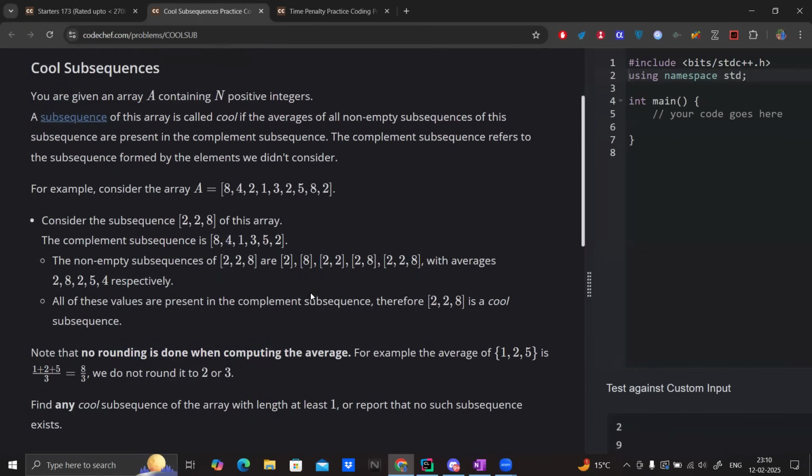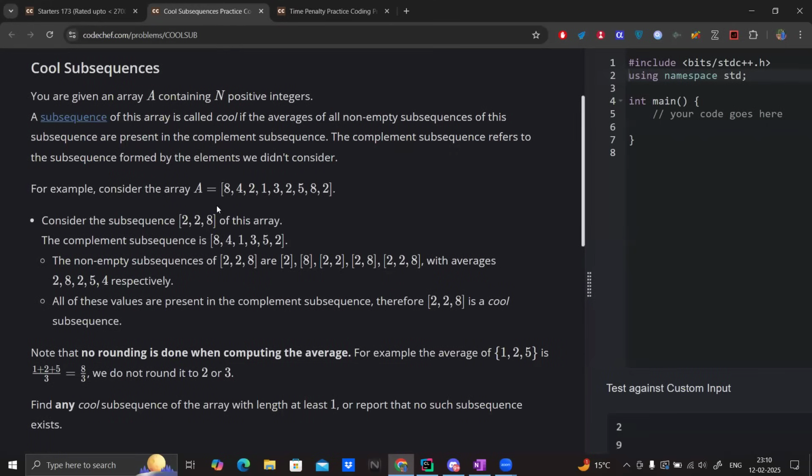So the problem goes like there is an array that we have been given, and we have to just report a cool subsequence. I'll take this example only, 2, 2, 8. It is a subsequence and it is cool because averages of all non-empty subsequences of this subsequence, if you check all subsequences of 2, 2, 8, then you will get 2, 8, 2, 2, 2, 8 and 2, 2, 8.